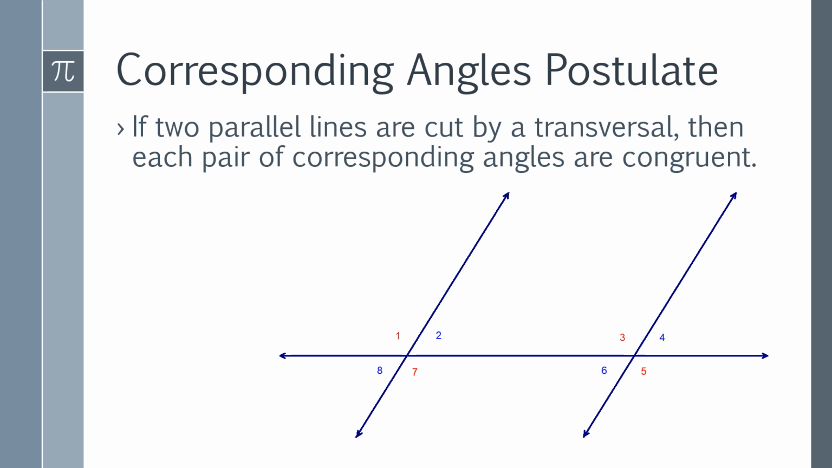So the first concept we're going to discuss is the corresponding angles postulate. And why do we use a postulate here? Well, this is because we don't need to prove this. This is observed through conjecture, right? Observed and induced. And so basically, we're going to accept what this postulate says without proof.